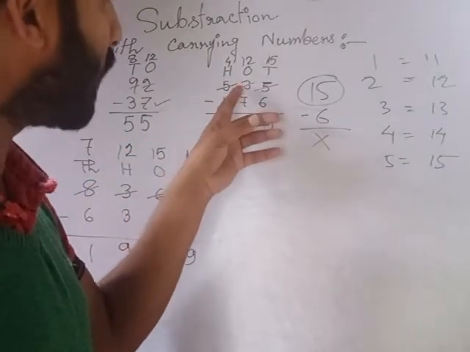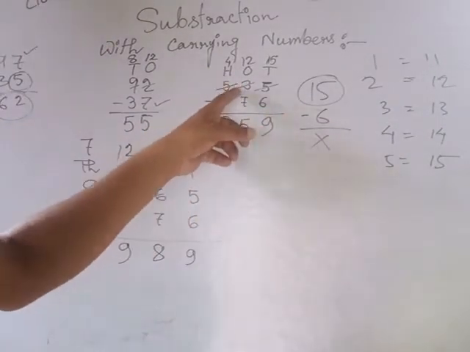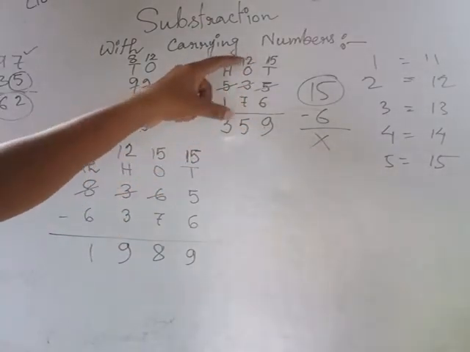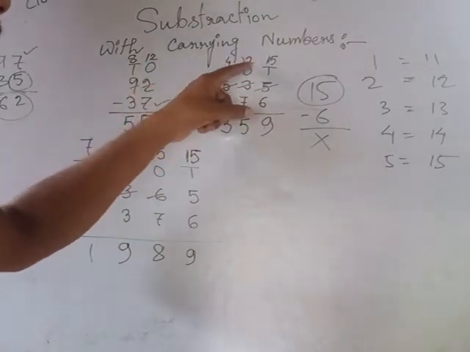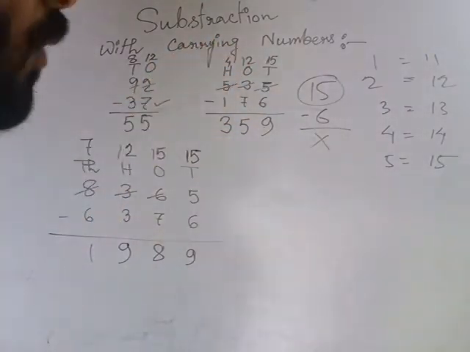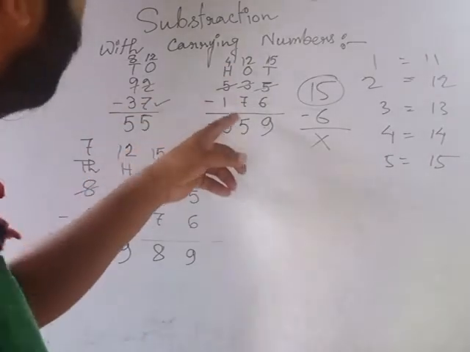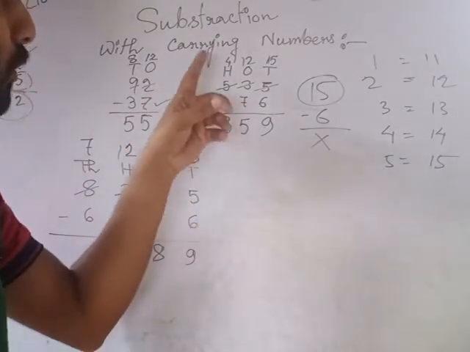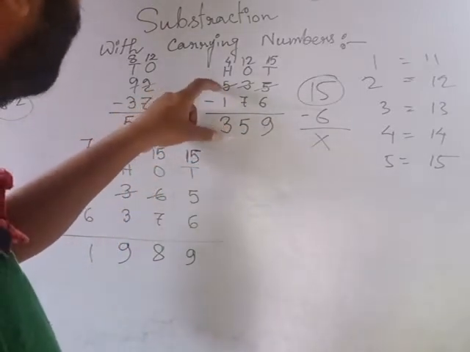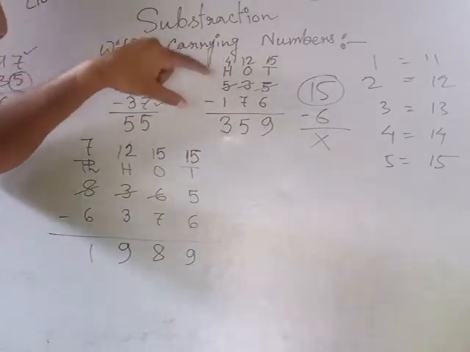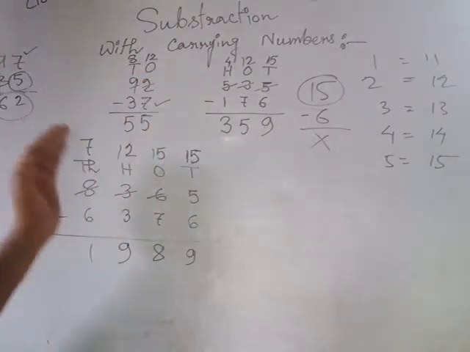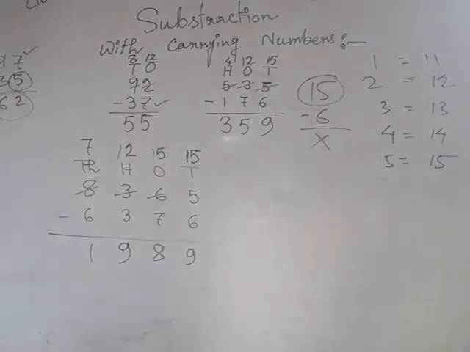1 is taken from here. So we should subtract 1 from here. 3 minus 1, that is 2. And we should subtract 7 from 2. Is it possible? No. That's why we should take 2 as 12. 12 minus 7, that is 5. After that we should go to the next. We are taking 1 from here. That's why it is 5 minus 1, that is 4. 4 subtract 1, it is 3. Okay. After that we should go to the 4-digit number subtraction.